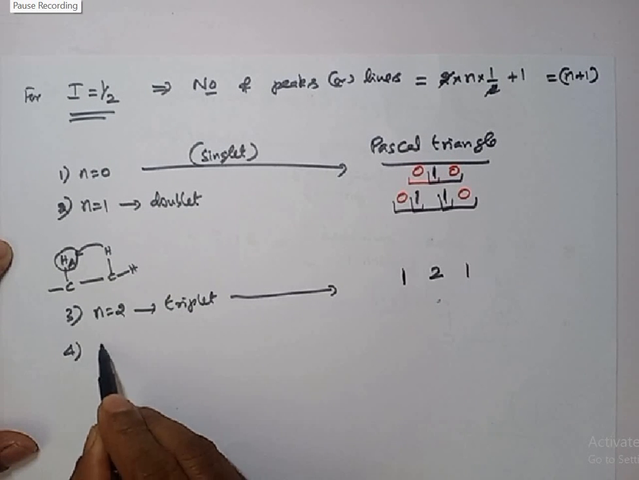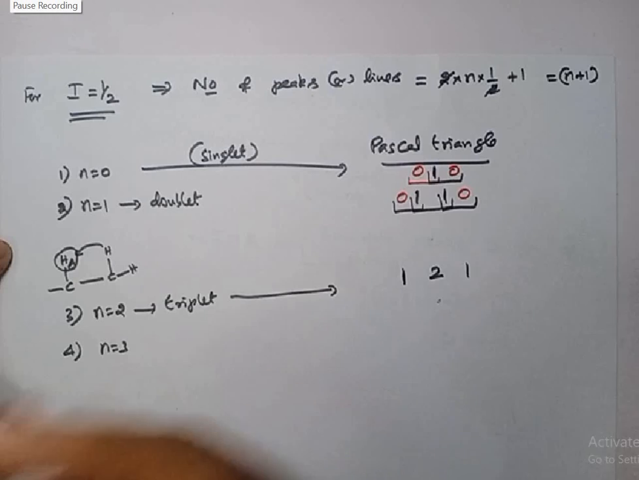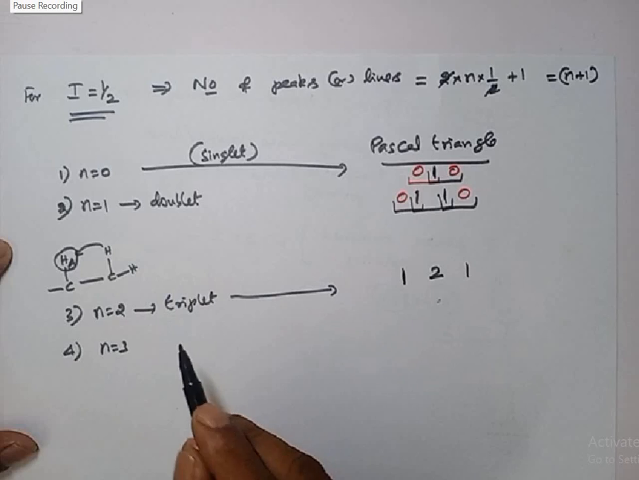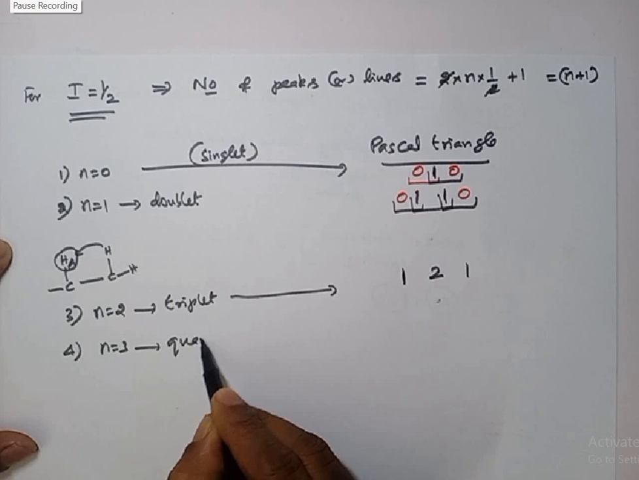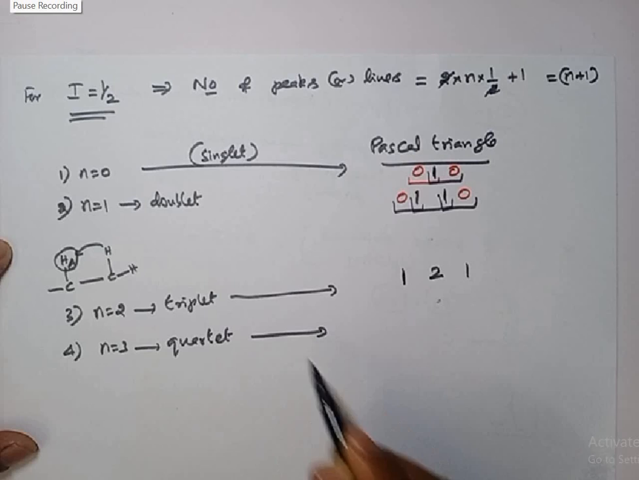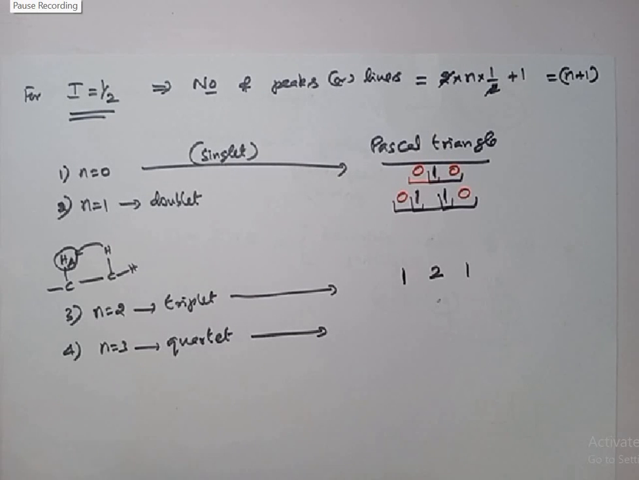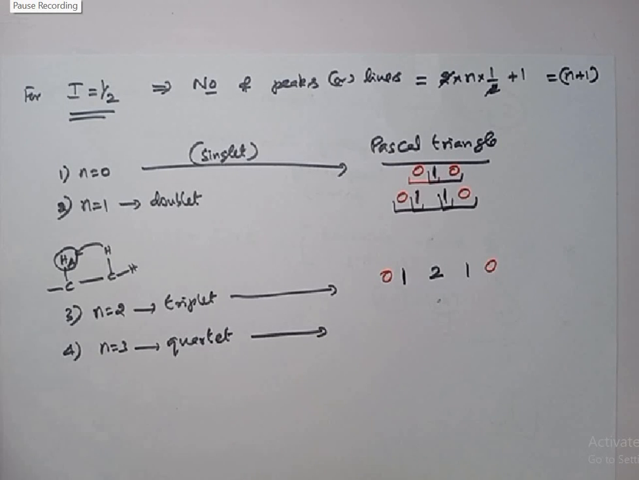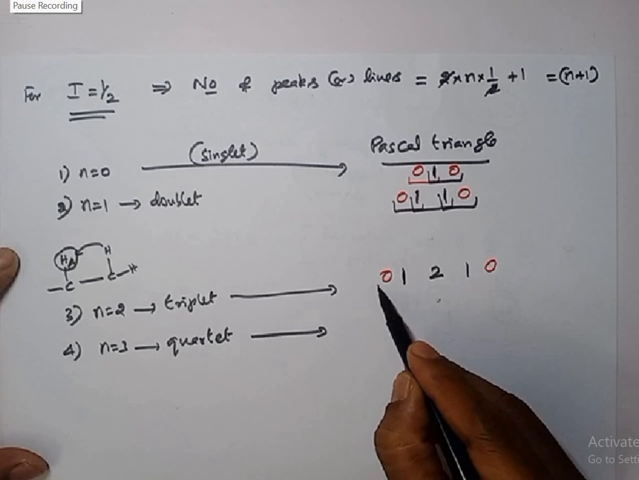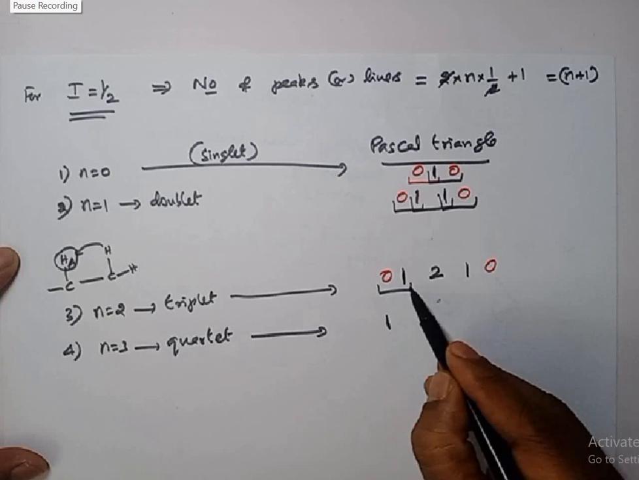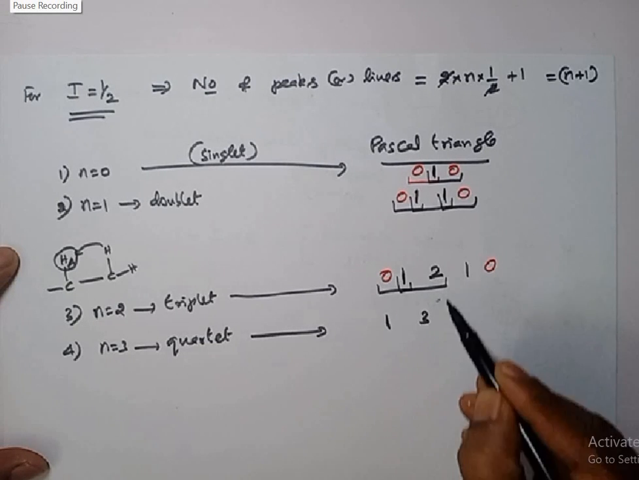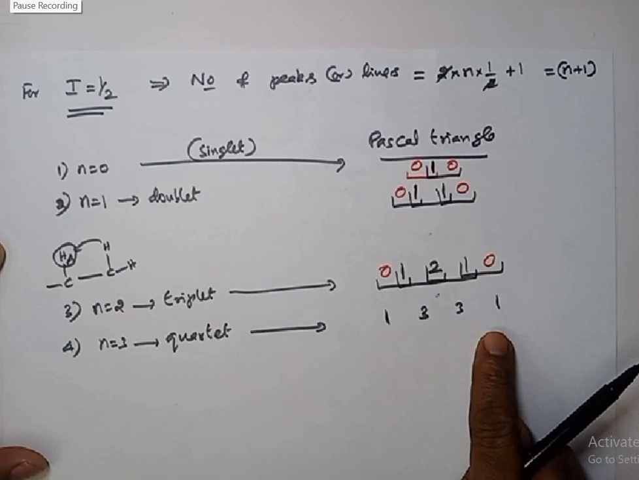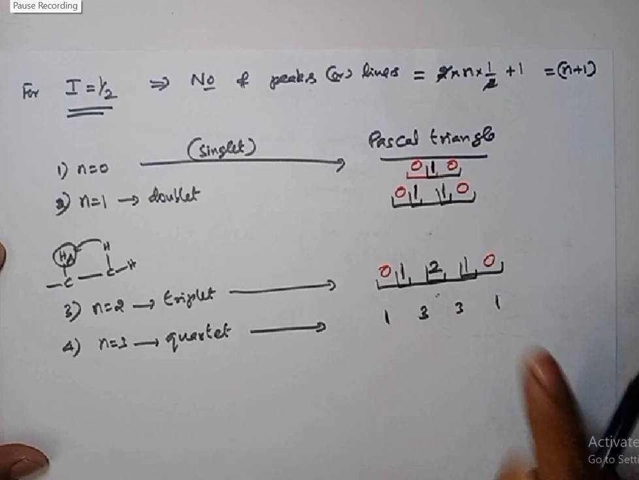The next one, if n is equal to 3, suppose the adjacent carbon has 3 hydrogens, then the signal for the HA proton is split into a quartet. If it is split into a quartet, what is the intensity ratio? Very simple. Add 1 0 to the left hand side, add 1 0 to the right hand side, then add two numbers. 0 plus 1 is 1. Then 1 plus 2 is 3, 2 plus 1 is 3, and 1 plus 0 is 1. So we get the intensity ratio as 1:3:3:1.